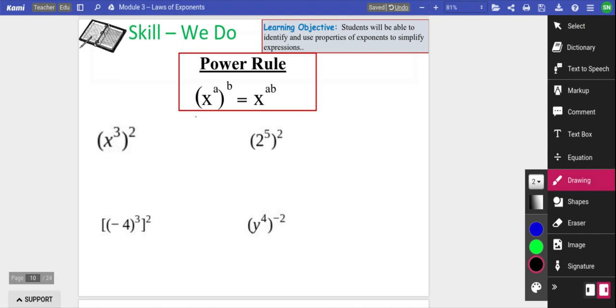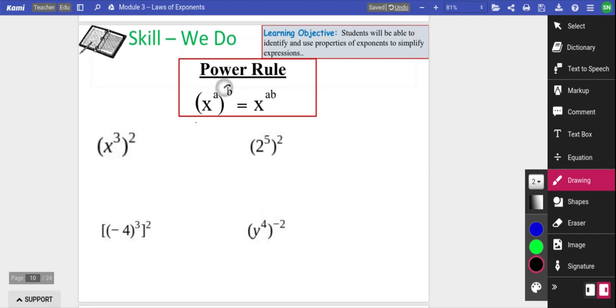And if you look at the rule, all we have to do is multiply the exponent on the outside times the exponent on the inside, and that would give us our answer. Let's try it out with problem number 1. So in problem number 1, we have 3 on the inside, 2 on the outside. Using the power rule, we multiply 3 times 2. So x to the 3 times 2 gives us x to the 6.